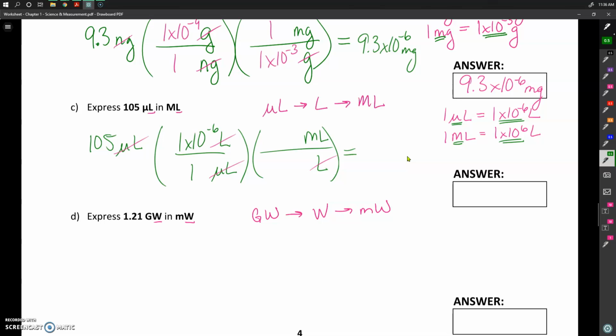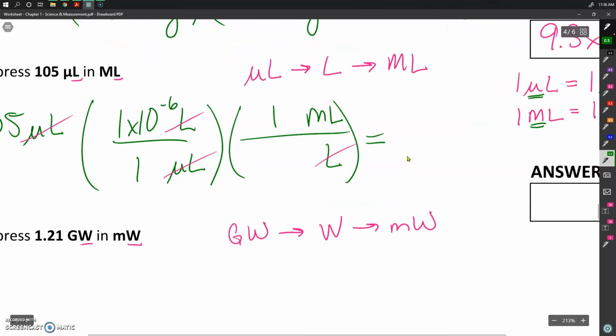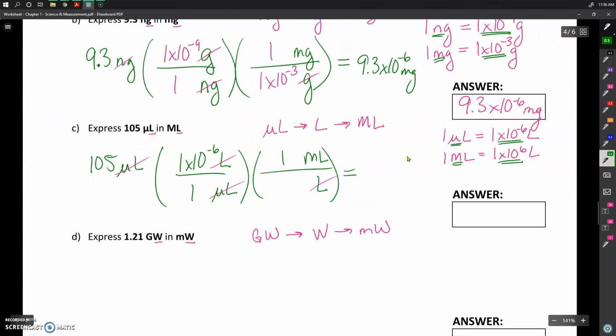For the next one, I have a 1 in front of the megaliters. I have a 1 times 10 to the 6th in front of the liters. So note here, I'm going to be multiplying the 105 by 1 times 10 to the negative 6th, and then dividing by 1 times 10 to the positive 6th. And if I do this, I'm going to get 1.05 times 10 to the negative 10th megaliters. So my final answer here would be 1.05 times 10 to the negative 10th megaliters.